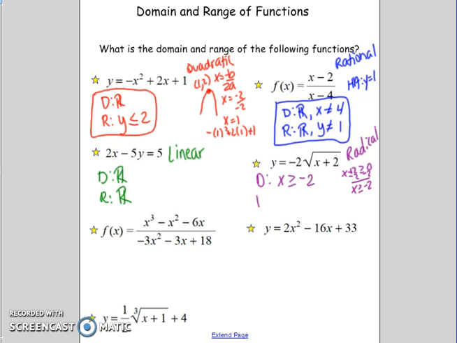To find the range, plug negative 2 back in. So negative 2 plus 2 is going to be 0. Square root of 0 is 0. 0 times negative 2 is 0. Since we have a negative 2 in front, the graph of this one is going to be down. So since it's going downward, the range is going to be less than or equal to 0.